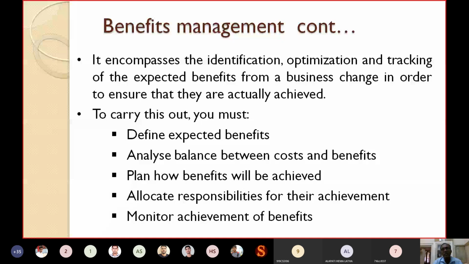So you have to monitor how these benefits can be achieved. You have to monitor the responsibility. You have to monitor the activities, the actions of the different persons, employees, or different entities. Okay, this is about the benefits management.